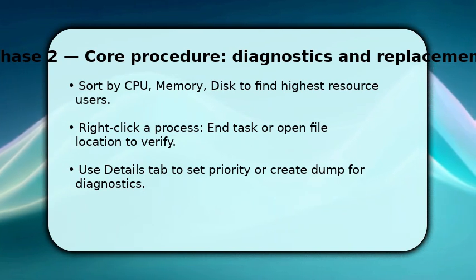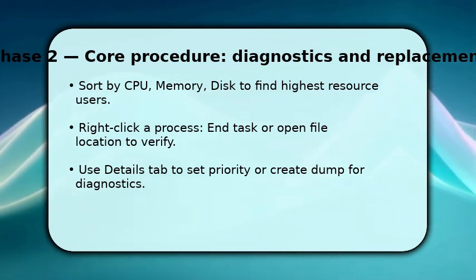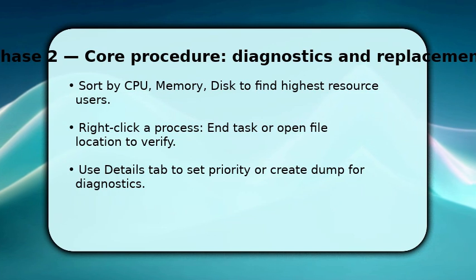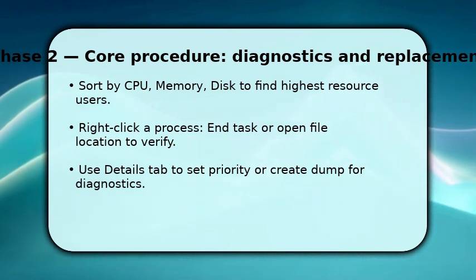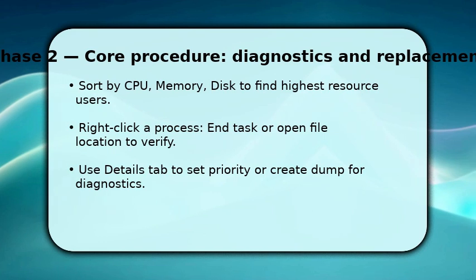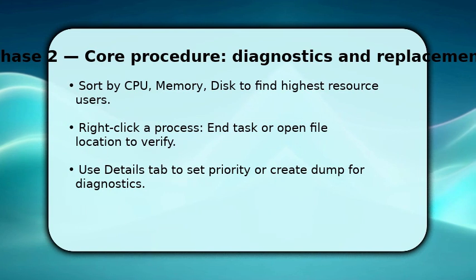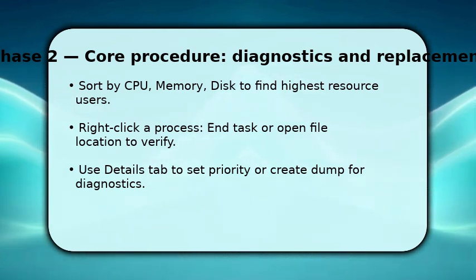If unsure, open File Location to verify what the executable is. Use the Details tab to see PID and set priority or create a dump for later analysis if needed. Make sure to avoid system-critical services. If a process is from System or Trusted Installer, pause and research before terminating it.